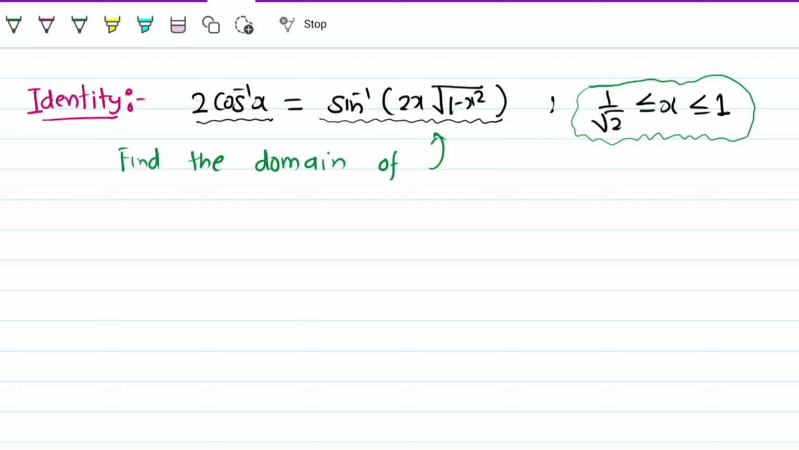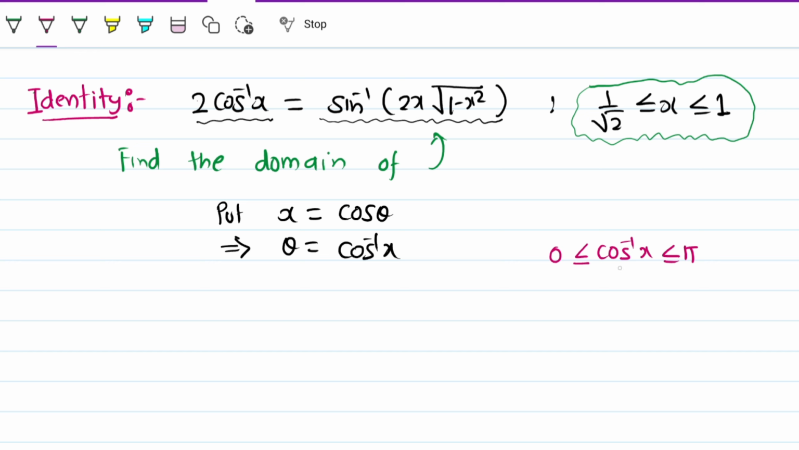To start this we will be using the substitution method, and we can put x equals cos theta. If x equals cos theta, then what is theta? Theta would be cos inverse x. And now you should know the principal range of cos inverse x: greater or equal to 0, less or equal to pi. Cos inverse x means theta. So from here, theta is greater or equal to 0, less or equal to pi. We have one condition over here.